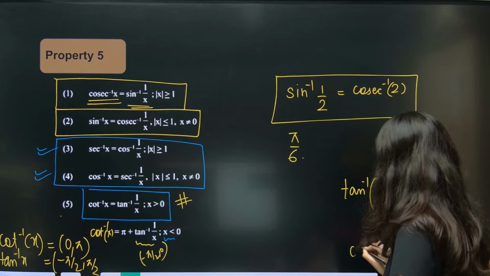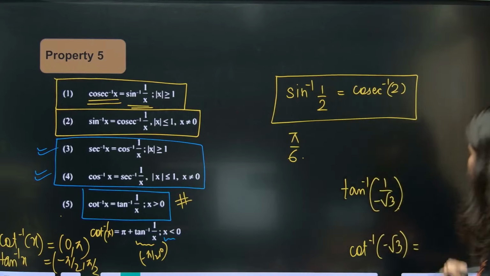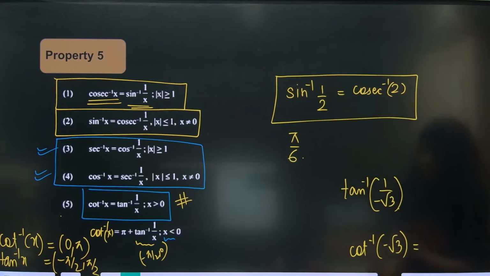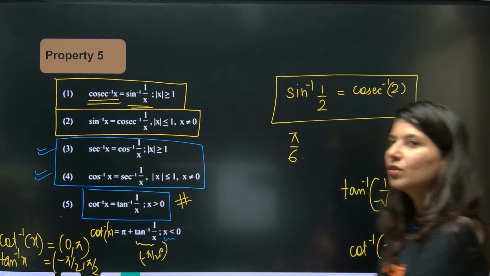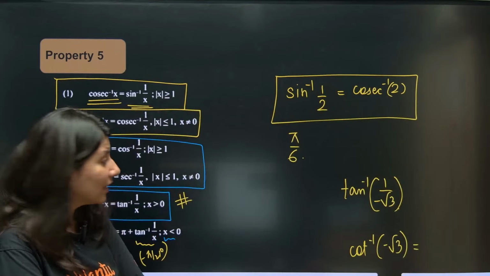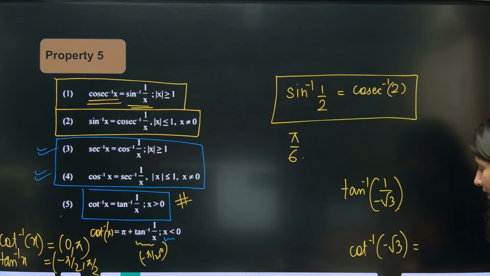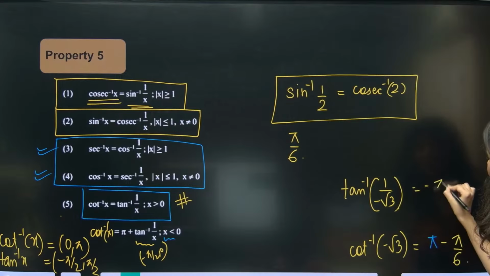Okay, and this is cot inverse minus root 3. So cot inverse minus root 3 will be what? Tell me. It will lie in the second quadrant. So this is pi minus pi by 6, sorry. And what about this? This is minus pi by 6.